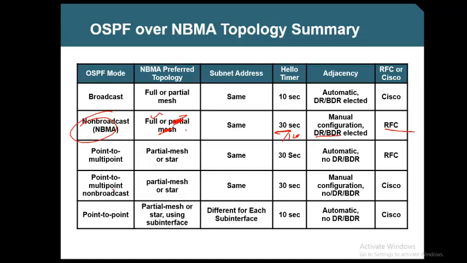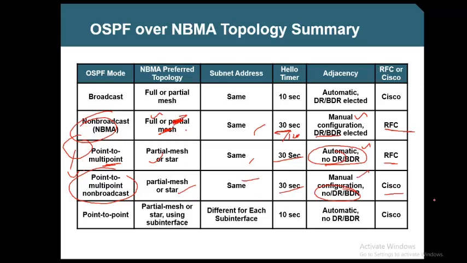Next is point to multi-point. This is also RFC. This is okay for any topology. All should be in the same subnet, 30 and 120. There is no DR/BDR election. Here neighbors are manually configured, here dynamically discovered. Next is point to multi-point non-broadcast, which is a combination of these two, where there is no DR/BDR election, so any topology is okay, same subnet, 30 and 120, neighbors are manually configured.